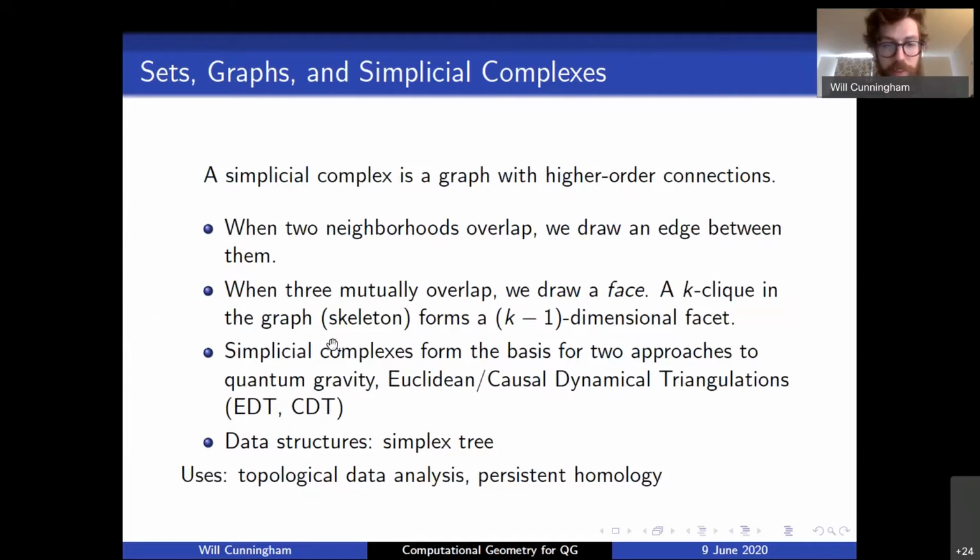Simplicial complexes, for instance, form the basis for two approaches to quantum gravity. These are the Euclidean and causal dynamical triangulations. In these cases, you're not considering all higher dimensional facets. You're really just considering polyhedra. But it's slightly different from the causal set approach in the sense that you're not discretizing a manifold. You are looking at how to glue these things together such that you end up with Lorentzian structures. So it's a bottom-up approach.